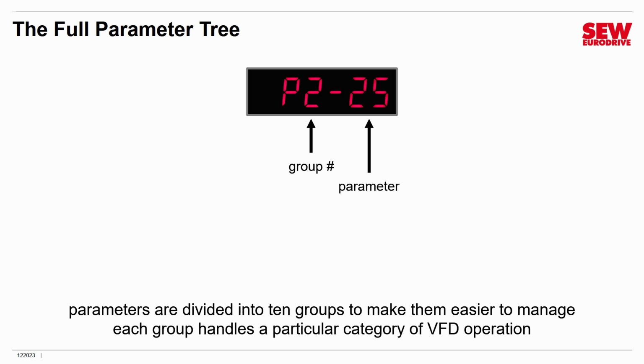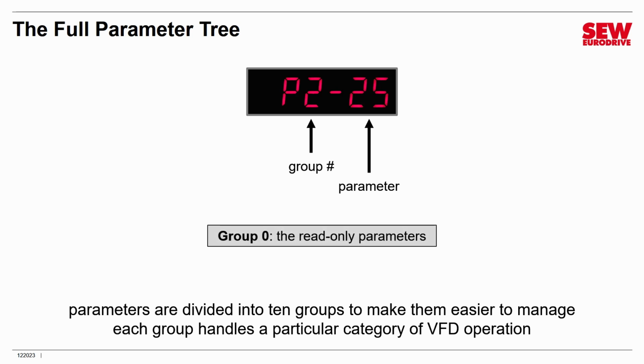All right, let's go through the groups just so you can know what they contain. Group 0 contains all the read-only parameters, which provide status information of the VFD. Group 1 contains the basic parameters, plus when you unlock the extended parameter tree, there will actually be a few extra.